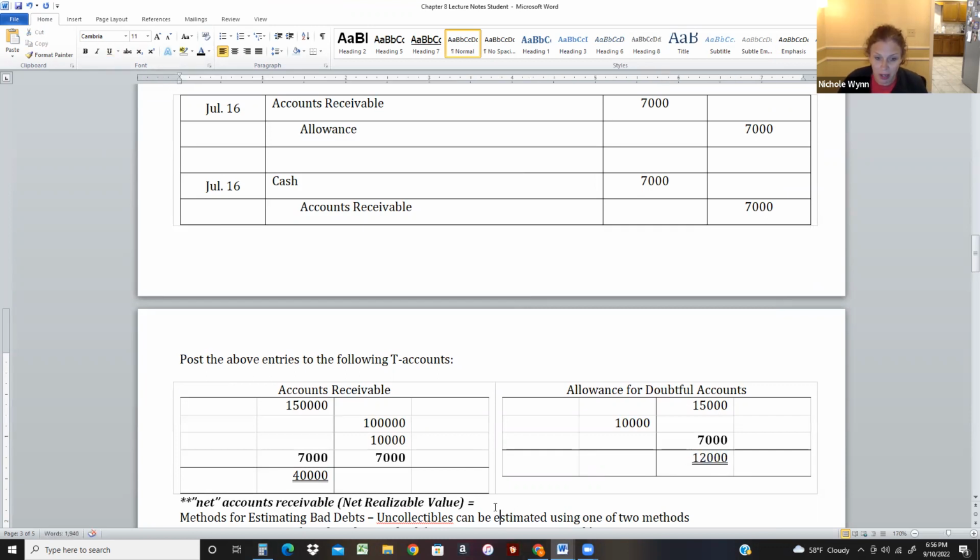The net accounts receivable is accounts receivable minus allowance, which is 40,000 minus 12,000, which is 28,000. You'll have to compute that number for homework quite a bit, so I just wanted to give you a heads up. This is the number that would show up on the balance sheet as what we expect to actually receive.